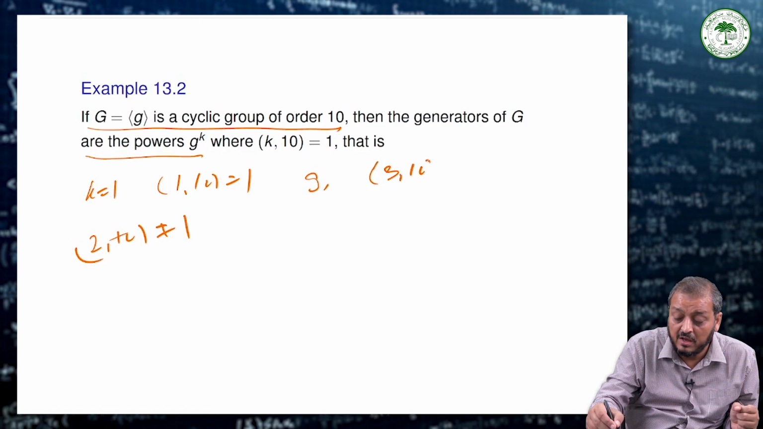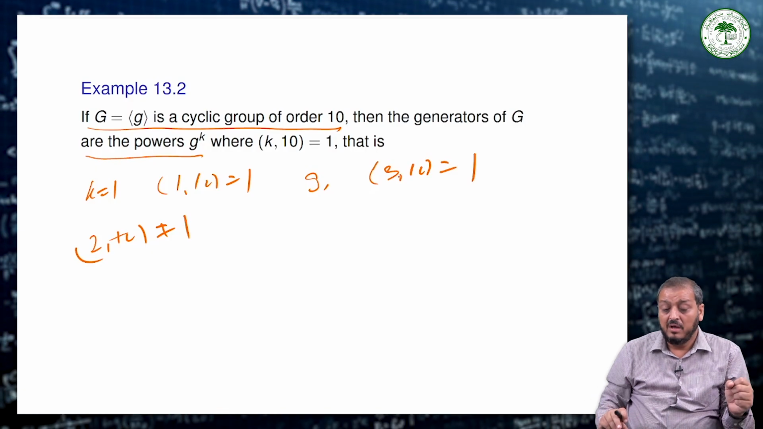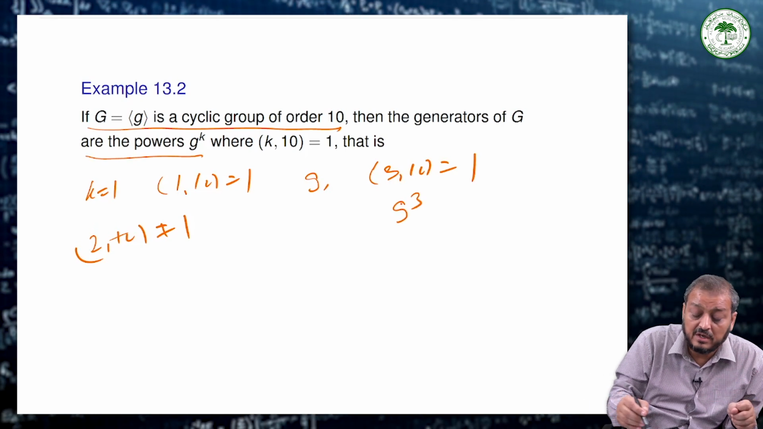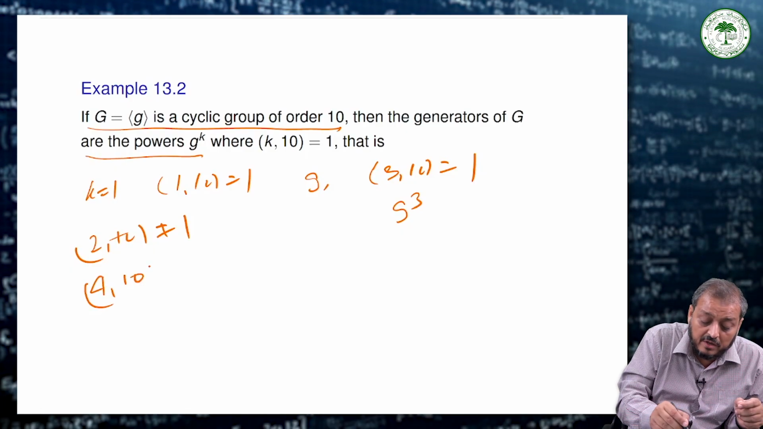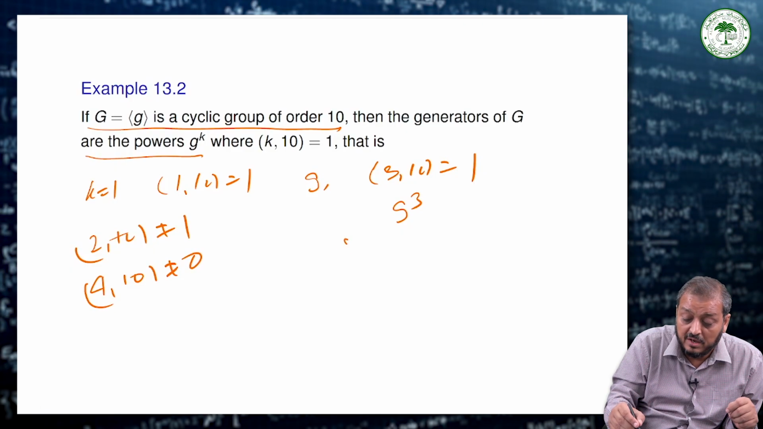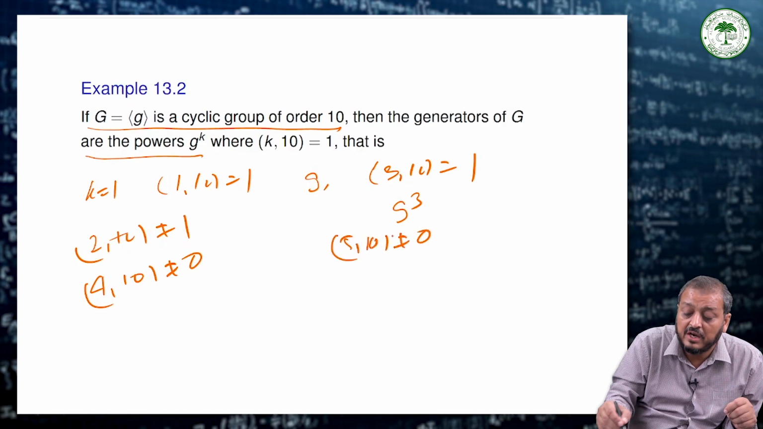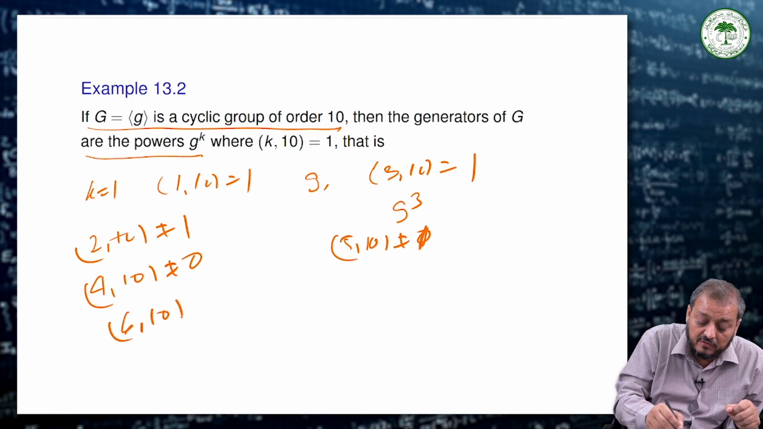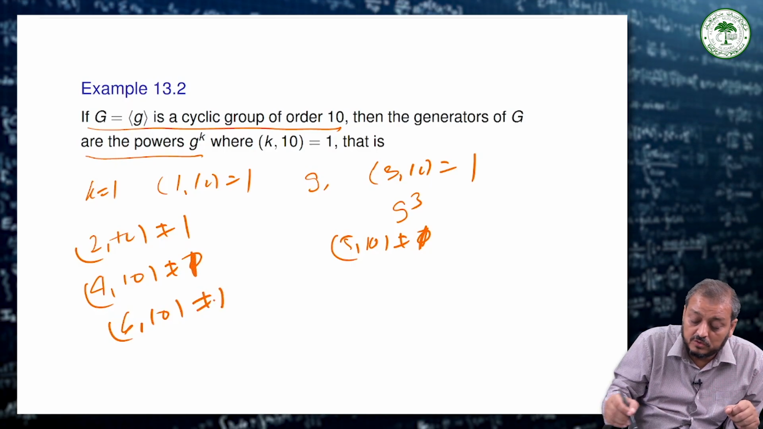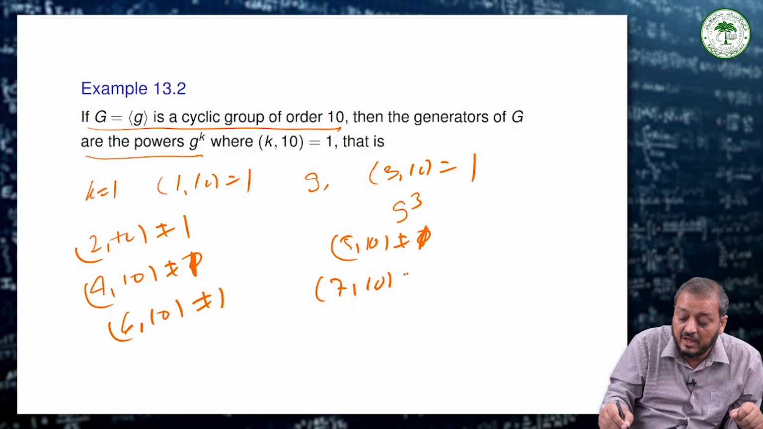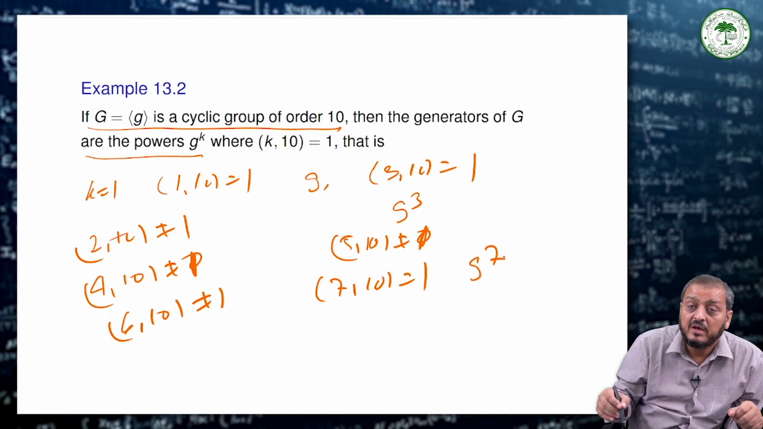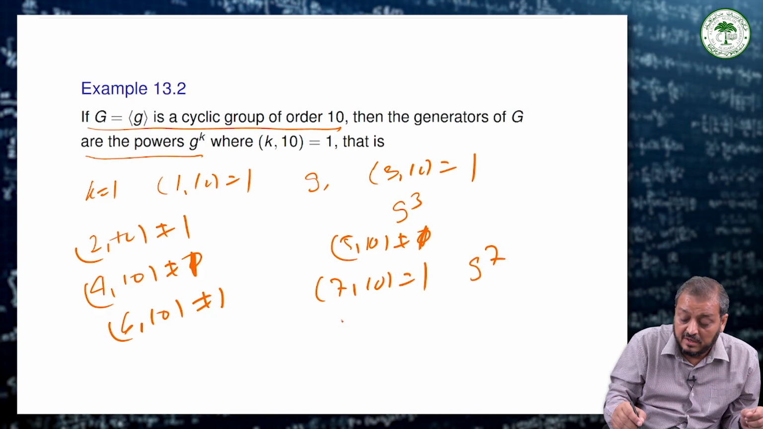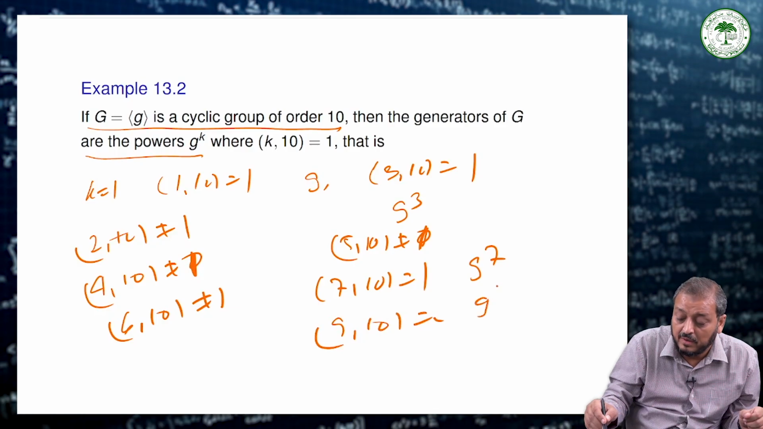So, GCD of 3 and 10 is equal to 1, which means g to the power 3 is a generator. Then 4 and 10 are not relatively prime, so g to the power 4 is not a generator. 5 and 10 are also not relatively prime, and 6 and 10 are also not relatively prime. Now 7 and 10 are relatively prime, so g to the power 7 is also a generator. 8 and 10 are not relatively prime, but 9 and 10 are relatively prime, so g to the power 9 is a generator.